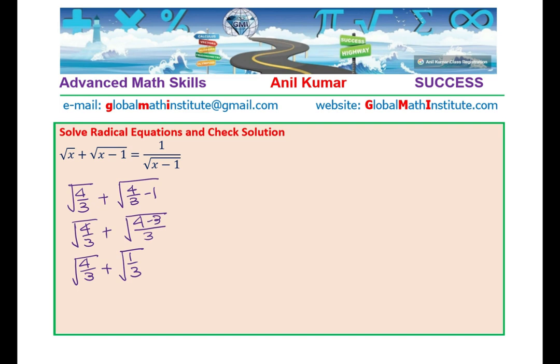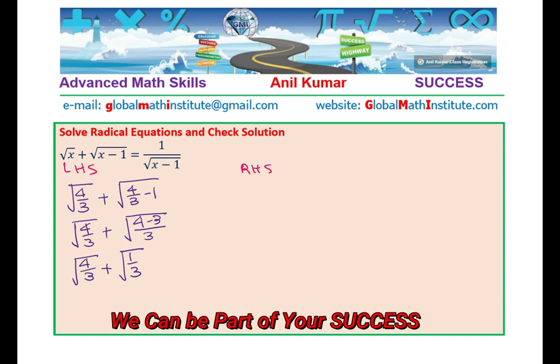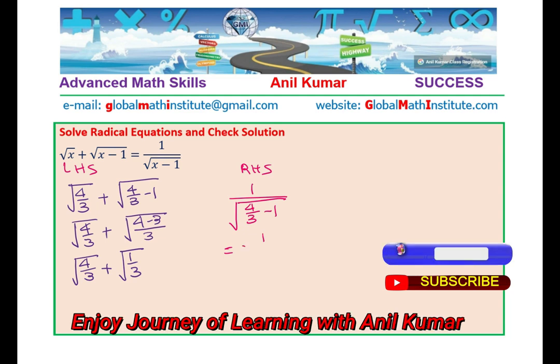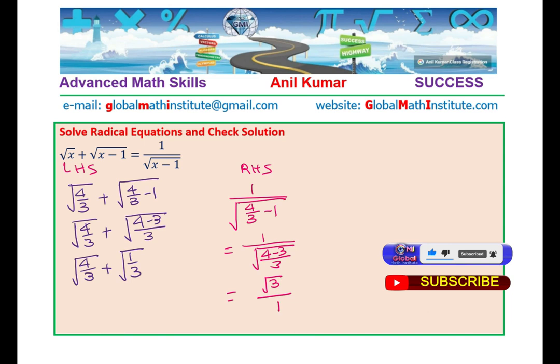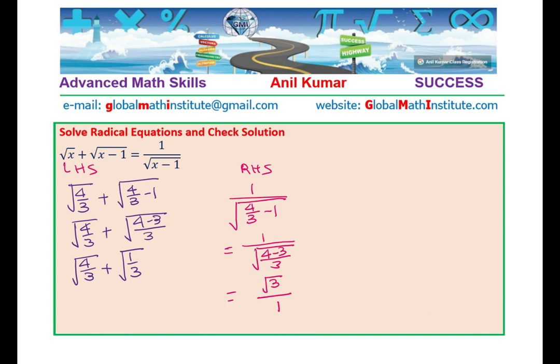So this is the left hand side. On the right hand side, we have 1 over square root of 4 over 3 minus 1. And that gives me 1 over square root of (4 minus 3) over 3, correct? Or I could write square root of 3 over 1, which is square root 3. Now, is the left side equal to right side? This is what we need to verify.